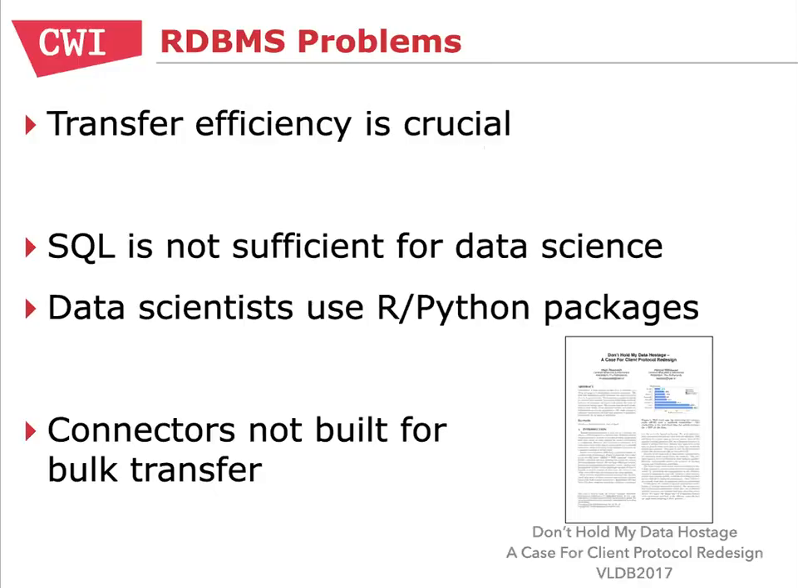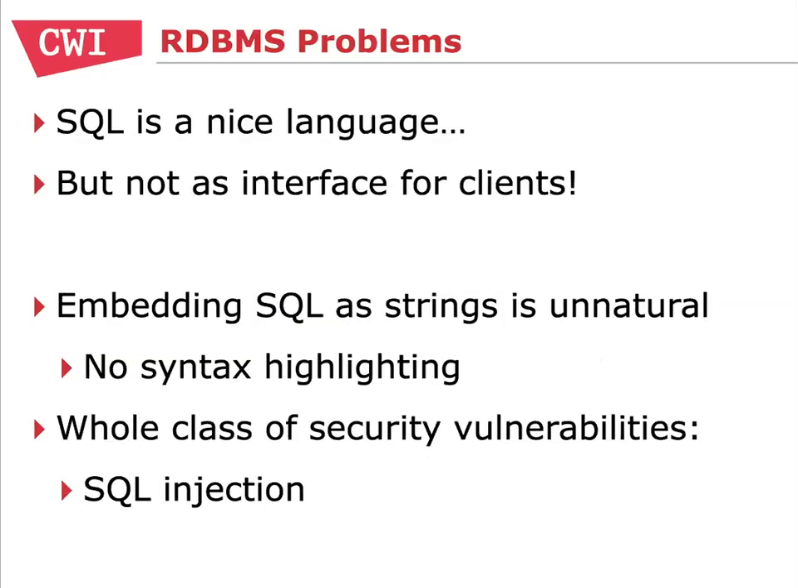We've also seen transfer efficiency. It's very crucial because SQL is not sufficient for all data science. You can't easily run an ML model or some classification inside the database, inside SQL. So you have to, at some point, put the data into your R or Python process, which means you have to transfer it. But these connectors, they're not built for this bulk transfer. We had a paper on this before. We worked on optimizing the connectors. However, even with our optimized implementation, there's still a lot of overhead there, of course, from the actual socket.